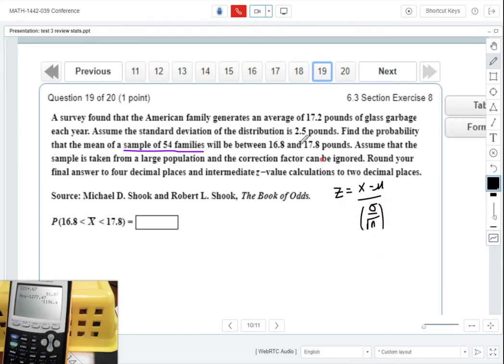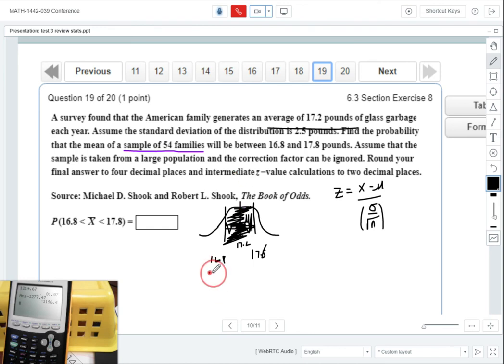So this z value is a little bit different. And we want to find the z value. Here's the average. It says in the survey the average is 17.2. So if this average is 17.2, we want to find the area under 17.8 and 16.8.